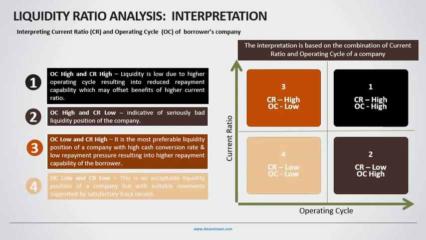Scenario 4. Low current ratio and low operating cycle. This is an acceptable liquidity position of a company but with suitable governance supported by satisfactory track record. The company must be carefully monitored to ensure lower risk of default.